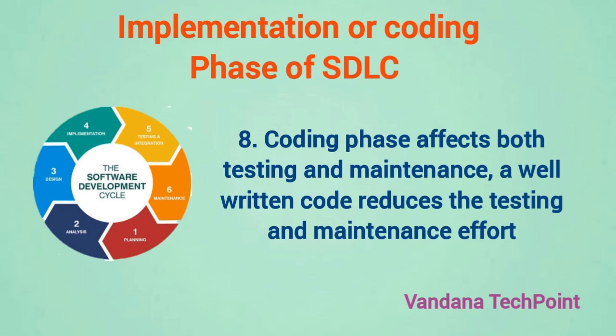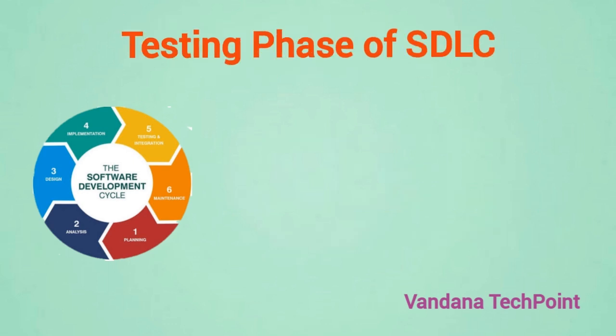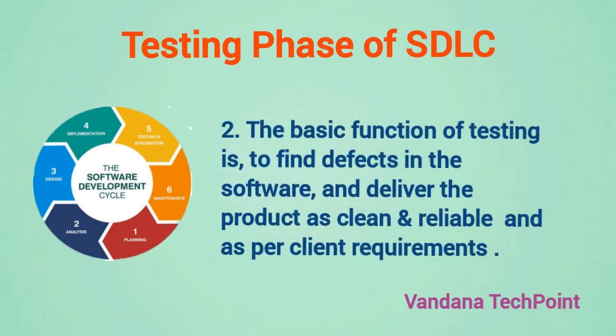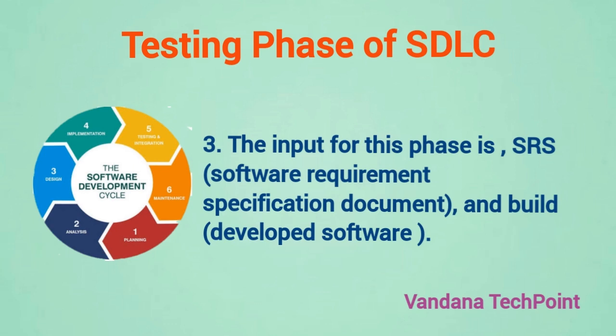Now we will understand testing phase of SDLC. First, testing is the fourth phase of SDLC. Second, the basic function of testing is to find defects in the software and deliver the product as clean and reliable and as per client requirements. Third, the input for this phase is SRS, that is, Software Requirement Specification document, and build, that is, developed software.